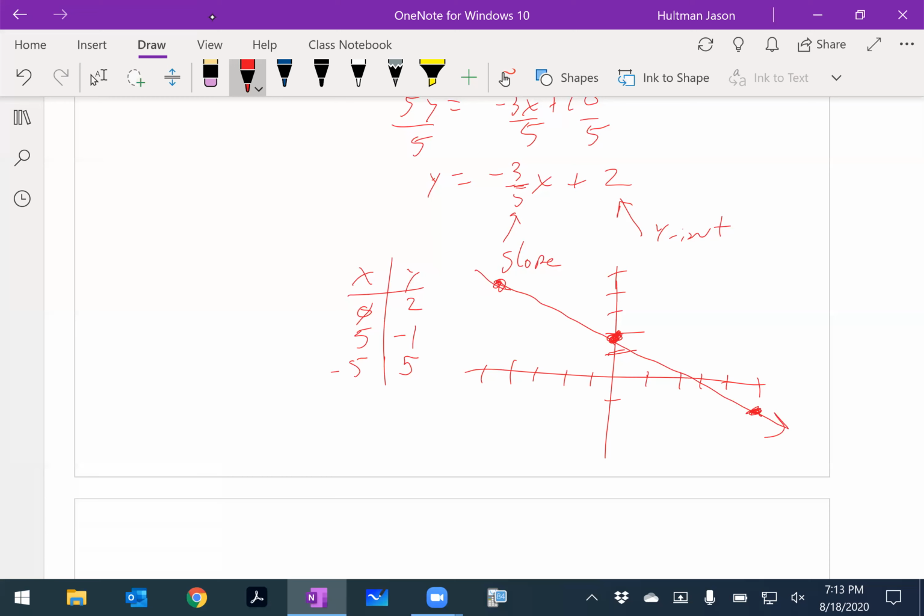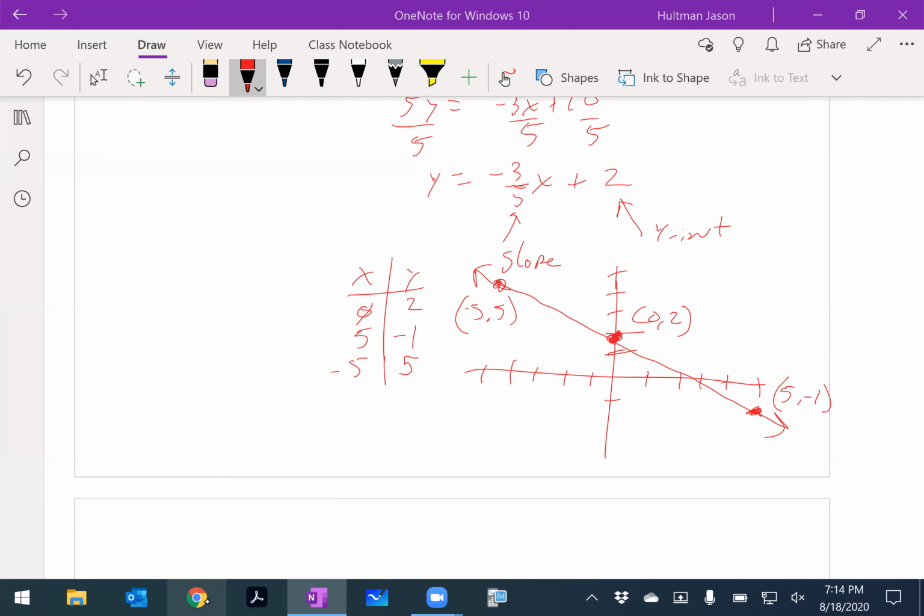Okay, and we're good, right? It's kind of sloppy, but it works. Okay, and we can label our points if we wanted to. This is at 0, 2. This is at negative 5, 5. And this guy is at 5, negative 1. Now, again, I really didn't care about making this pretty because I'm going to make the next one pretty.